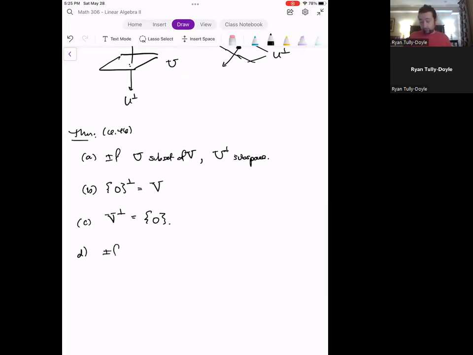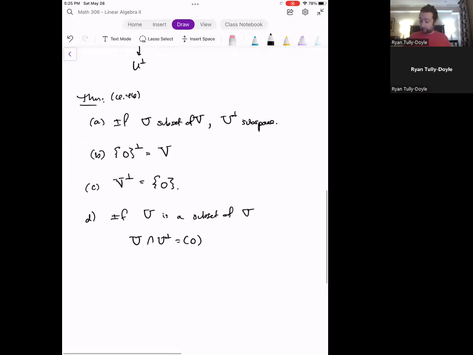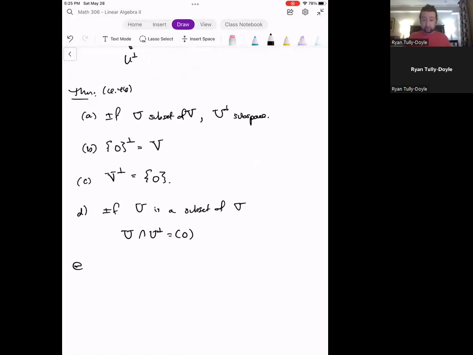D: If U is a subset of V, then the intersection of U and its orthogonal complement is just the 0 vector. That shouldn't be hard to believe. And finally, E: if U and W are subsets of V, and U is contained inside of W, then the set of vectors perpendicular to W is contained in the set of vectors perpendicular to U.